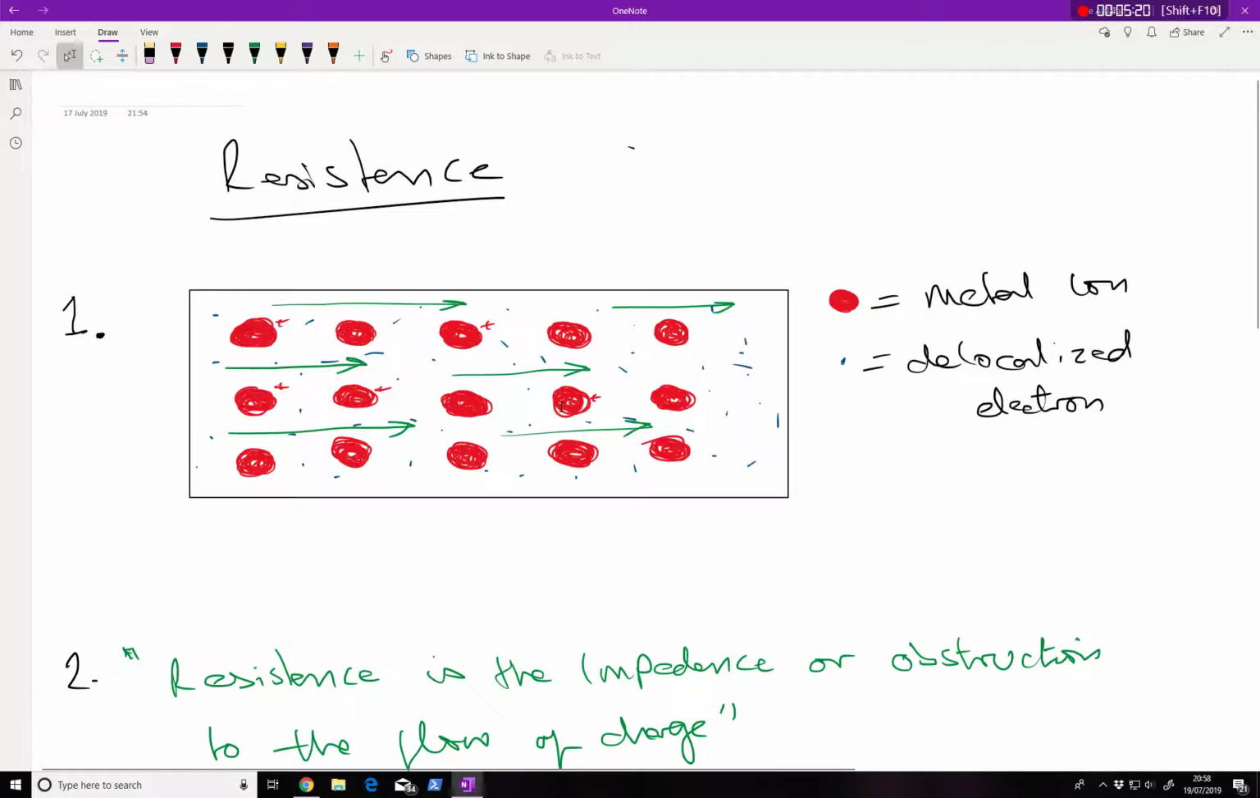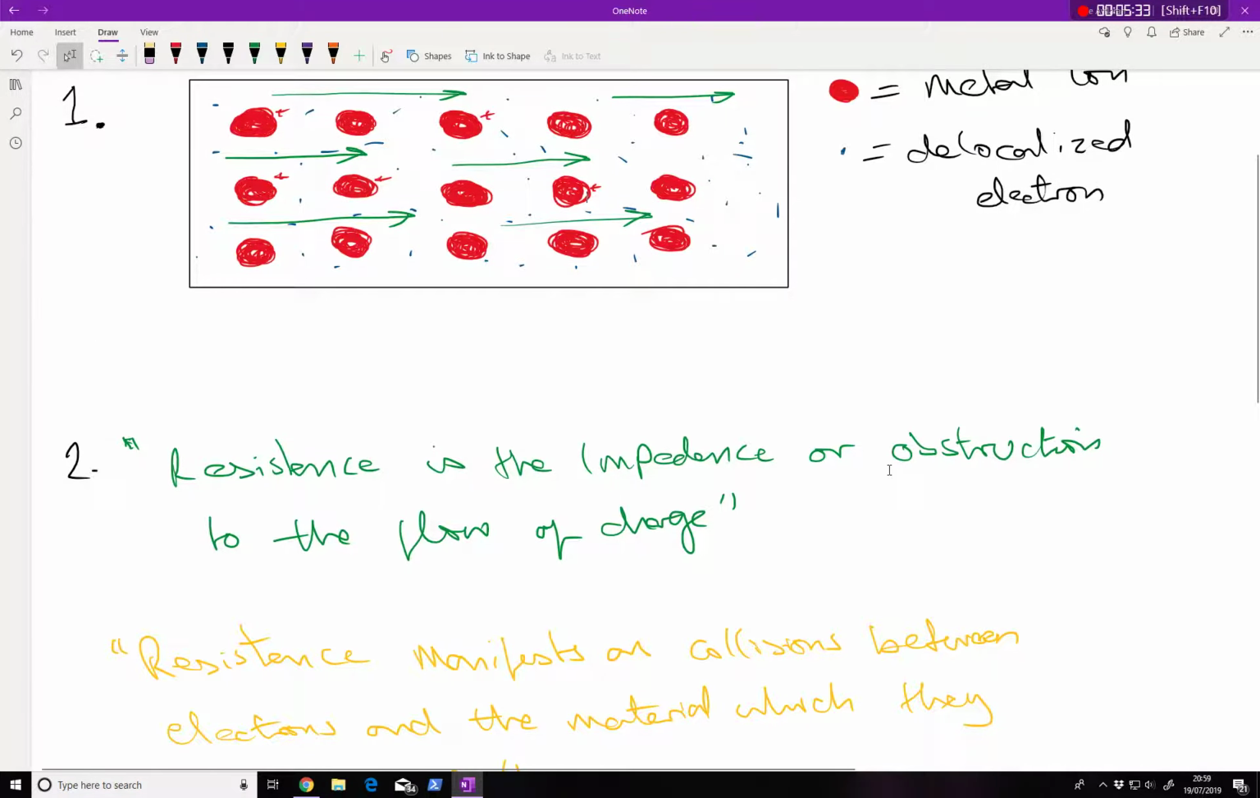And because energy is transferred from the electron to the metal ion, things slow down. So that's how you get the impedance from. That's how you get the obstruction from. Okay. So resistance is the impedance or obstruction to the flow of charge.